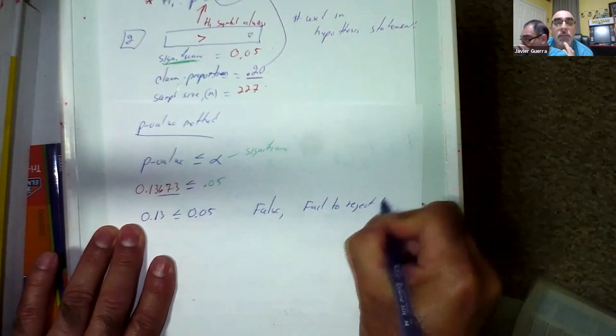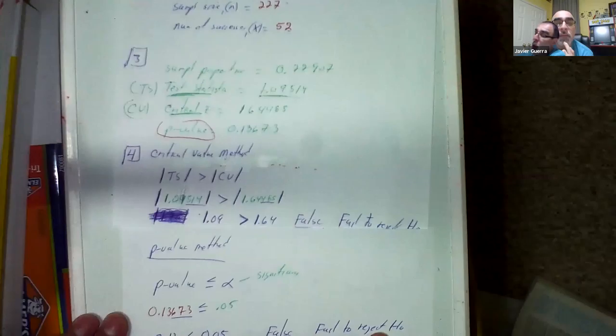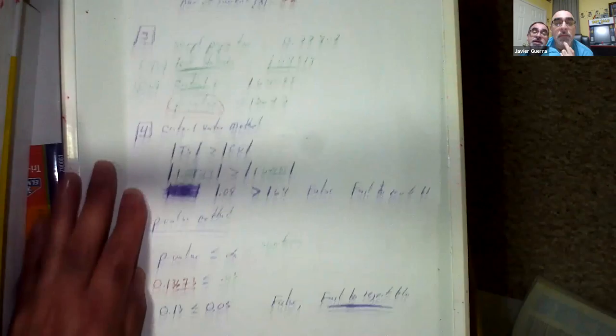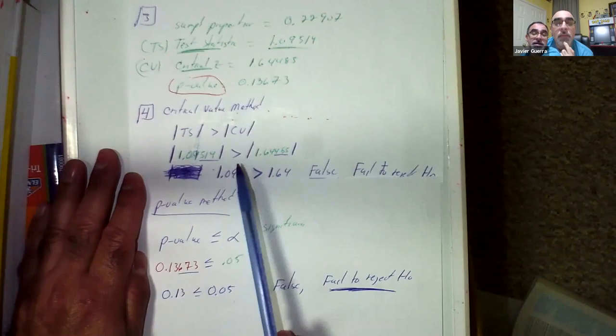So you get to choose, ladies. You can either choose to do the critical value method or you can prefer to do the p-value method. Which one was easier for you all? That one, plugging it into the formulas, or dealing with dollars or dealing with cents? Which one was easier for you all?